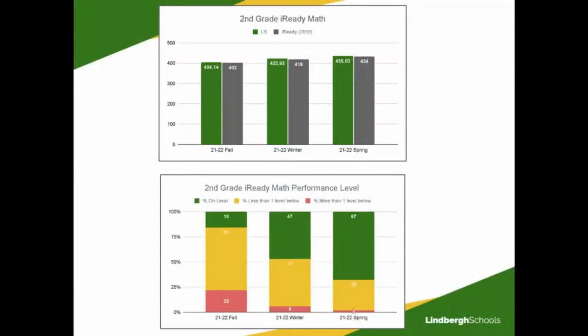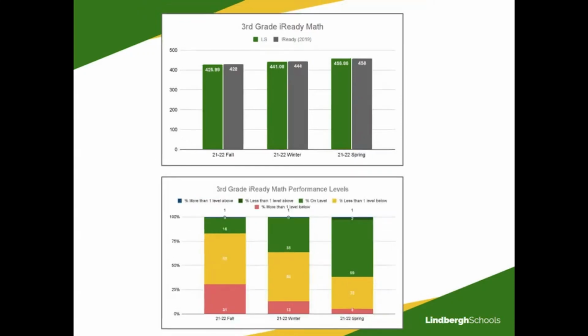So second grade, at the top, we outperformed the national mean. If you look at the bottom, we went from 16% on grade level to 67% on grade level throughout the year. As we get into third grade, we outperformed, and ever so slightly, less than 1 point, we did outpace the national mean. And then if you look, we went from 16% on grade level to actually 61%, because we have 59 that are on grade level plus 2% that are more than a grade level above in third grade. So it's from 16 to 61 on grade level there.